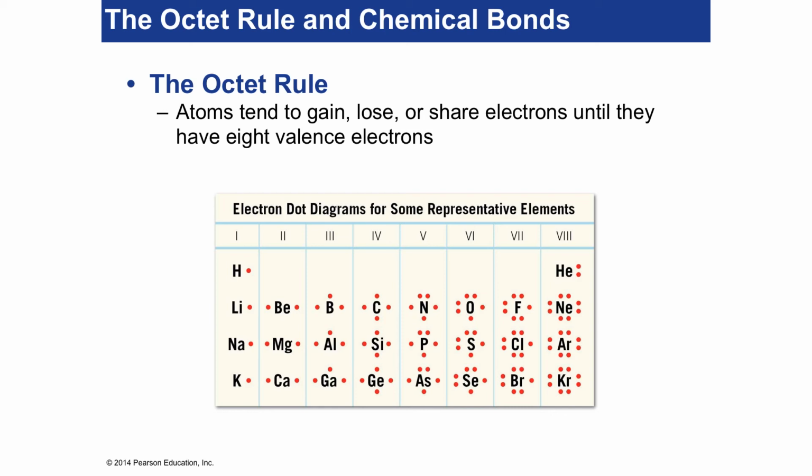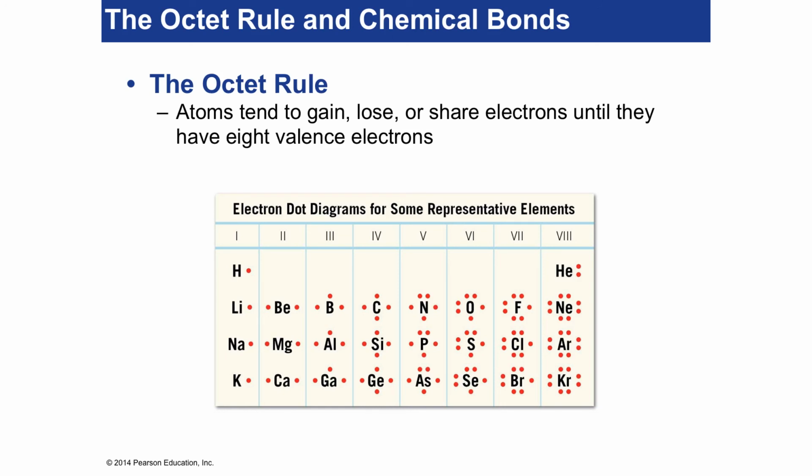So anything towards the end, say towards group 8, doesn't do anything because it's already stable. Group 7 usually will either share 1 or steal 1 so that it can become 8. Group 6 will steal 2 or share 2. Group 5 will steal 3 or share 3. Group 4 will steal 4 or share 4.